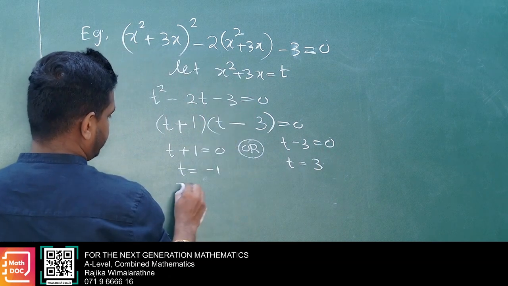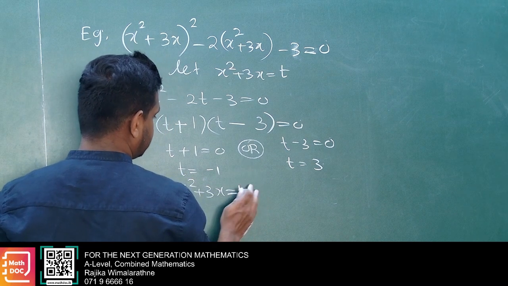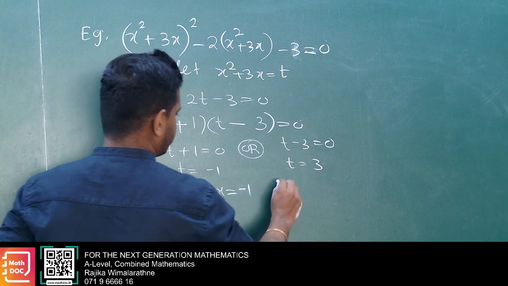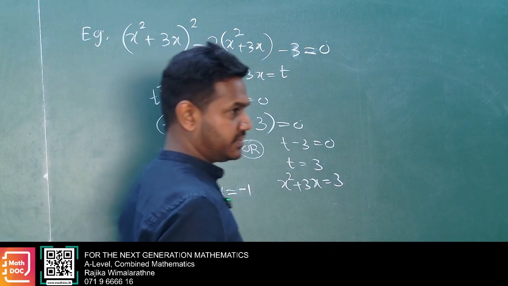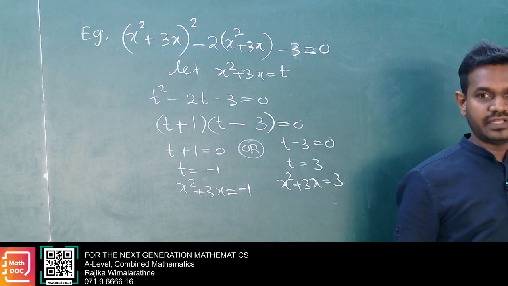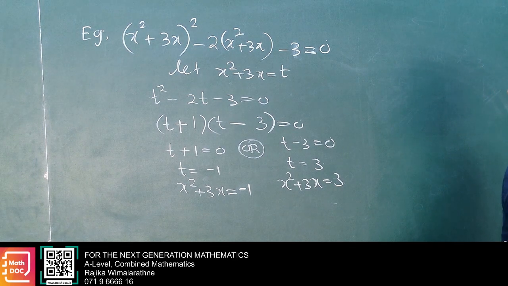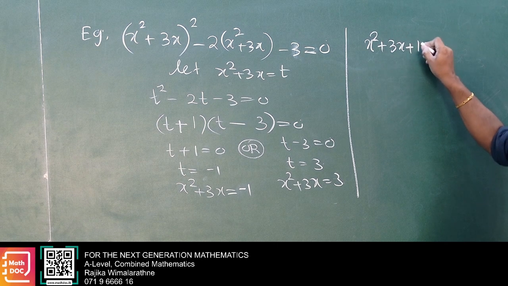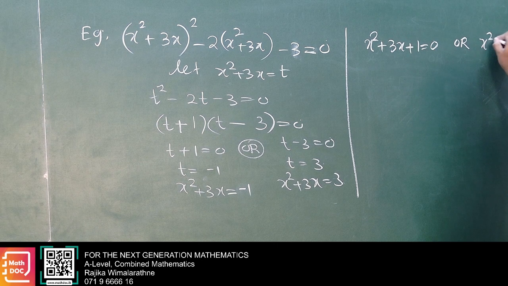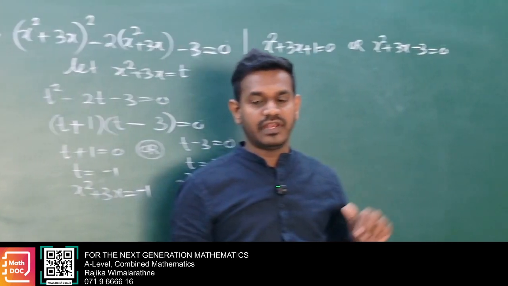T means x squared plus 3x. So x squared plus 3x equals minus 1, then x squared plus 3x equals 3. Now we have again two quadratic equations, no? They are in general form. Then you can solve them. Okay, continue. Now use the direct formula to obtain solutions.